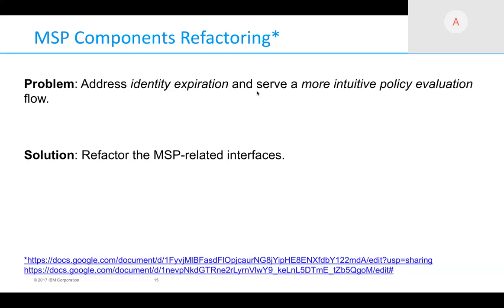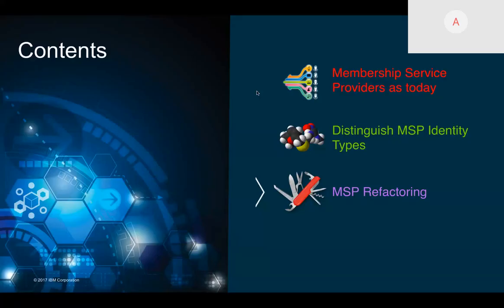That's not for the refactoring, sorry. Yeah, the refactoring refers only to the standard MSP. So after the refactoring, if I do not add or bother to add any concept of an OU or intermediate, I'm still good to go? They are orthogonal. These two change sets are orthogonal. Distinguishing MSP identity types and MSP refactoring are orthogonal.